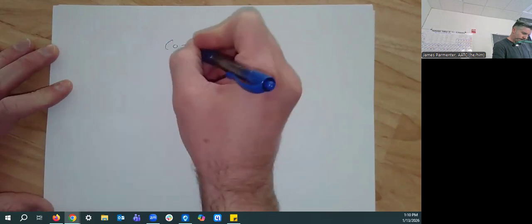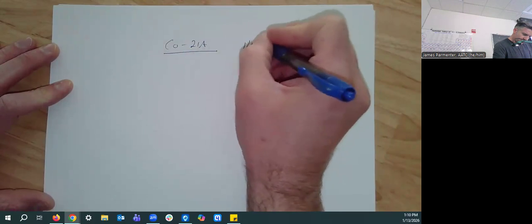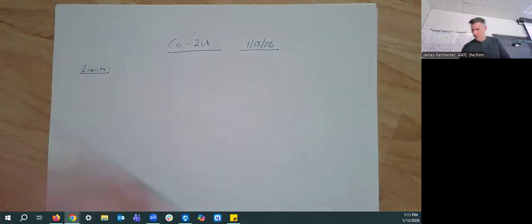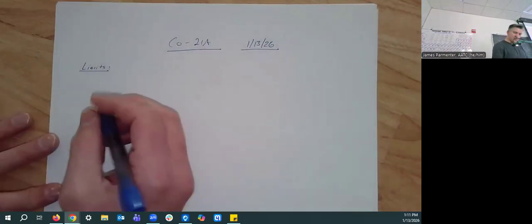Let's see, Math 21A. Today is the 13th. I feel like we should talk about limits. Limits seems like where everyone's mostly at, so let's talk about limits today. And we'll start with the very basic idea of what a limit is, or how you might think about a limit. So let's look at some examples with some pictures.